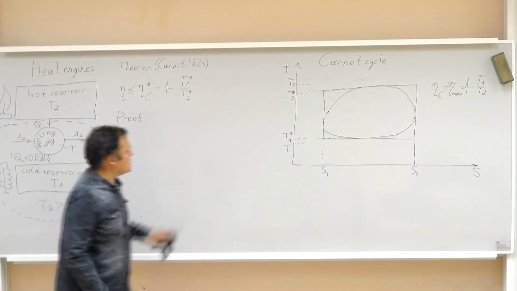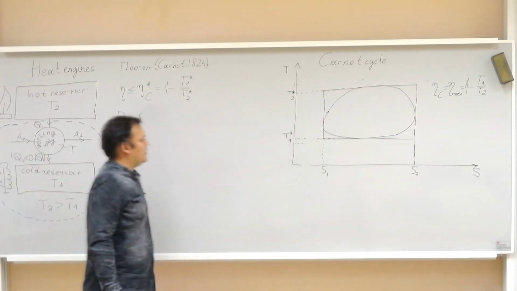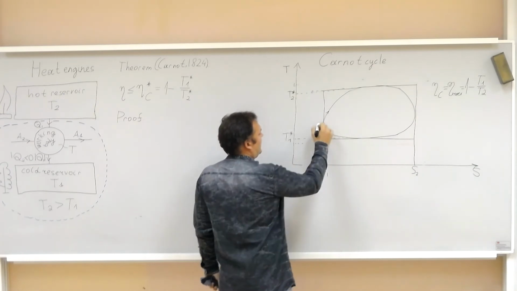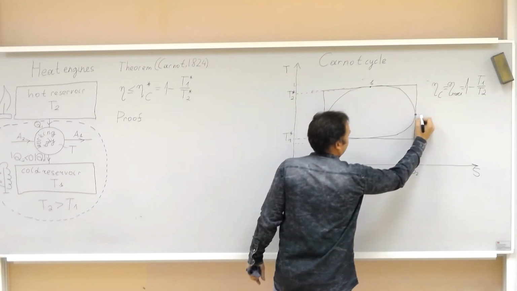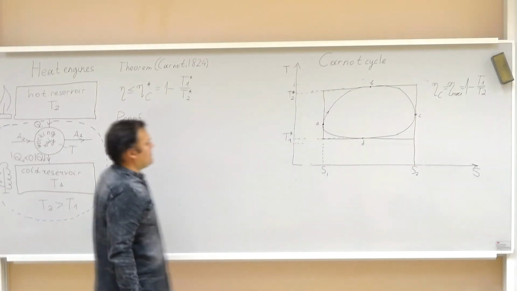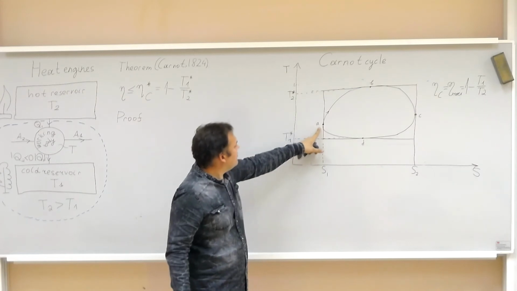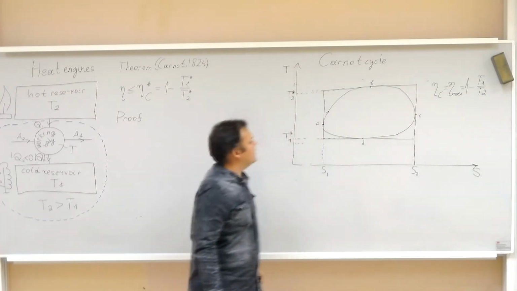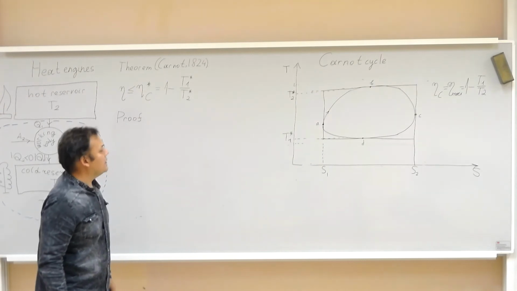And now let us consider the process that is happening with our body. Let us write points A, B, C, D. When our working body goes from state A to state C, its entropy increases. This means that it gets heat from the hot reservoir.